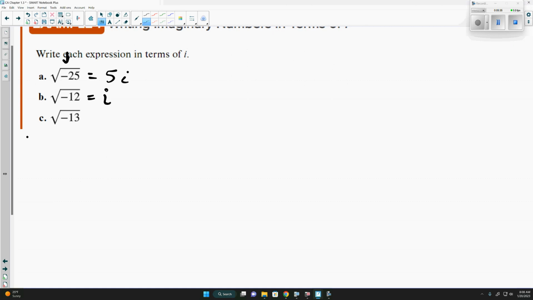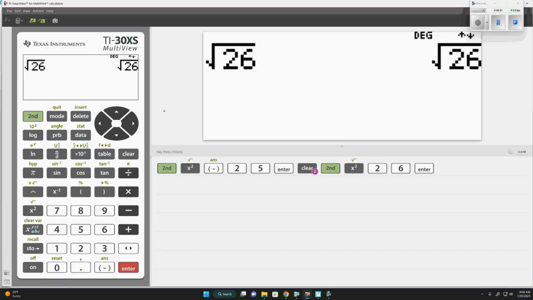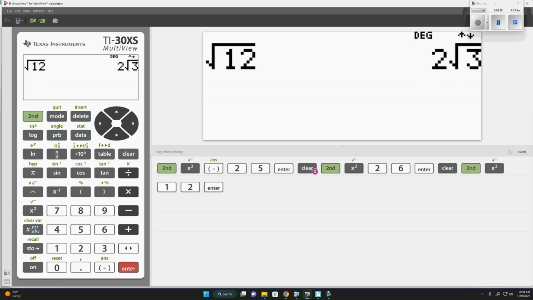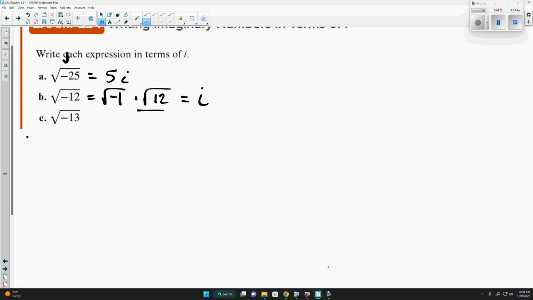Because what we're saying is really that the square root of -1 times the square root of 12. Well, the square root of -1 is i. Now we need to see what the square root of 12 is. Here, we can clear that out. Second square root 12 is 2 square root of 3. But we weren't just looking at square root of 12, we were looking at square root of -12. So it's going to be 2i square root of 3.